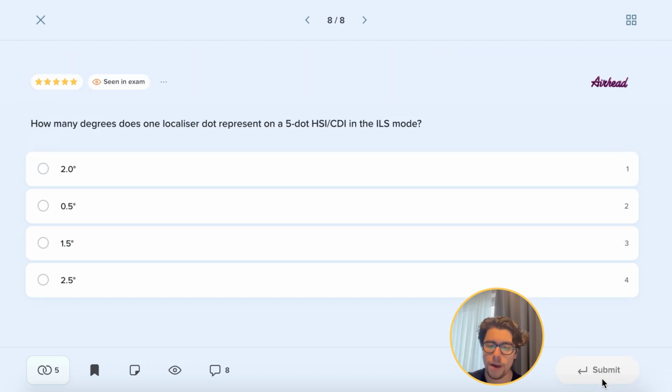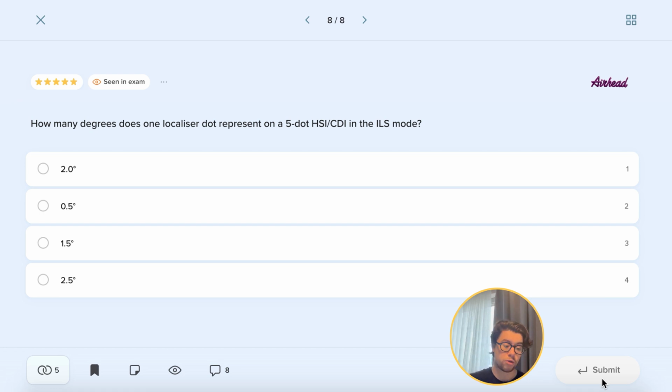And then for the last question that we have here today: how many degrees does one localizer dot represent on a 5-dot HSI or CDI in the ILS mode? Of course, the localizer and the glide slope in the ILS will show you slightly different deviations when it comes to 1 dot. The localizer is a bit less accurate than the glide slope. It will show you 2.5 degrees of deflection to either side, left or right.